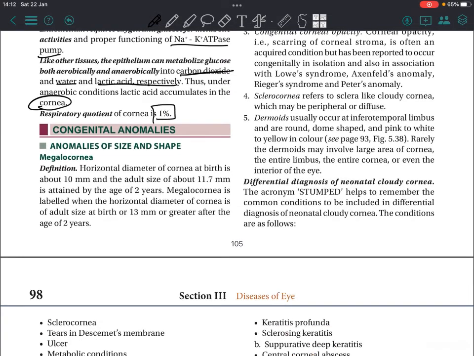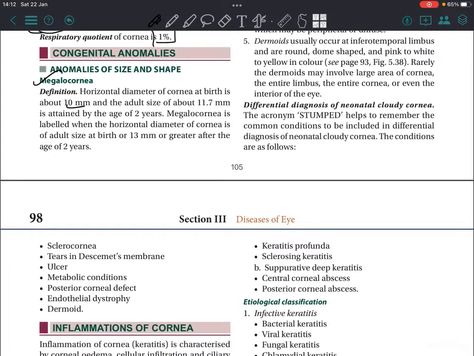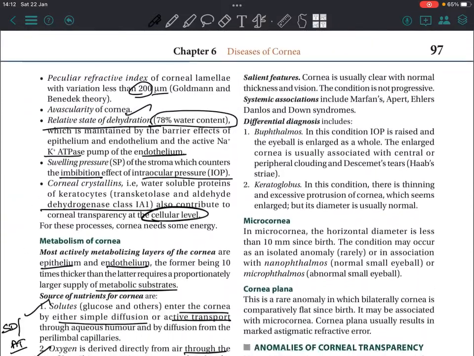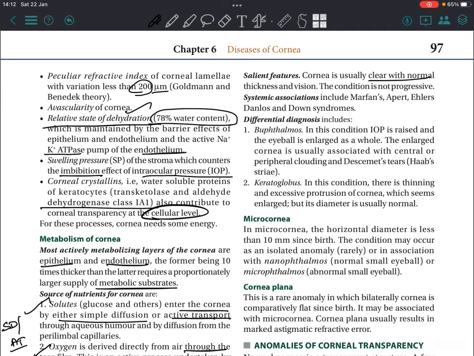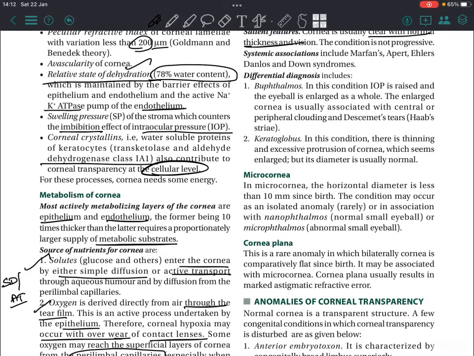Congenital anomalies. Megalocornea. The horizontal diameter of the cornea at birth is about 10 mm, and adult size is about 11.7 mm. But in megalocornea, the horizontal diameter at birth is 13 mm or greater, and after 2 years of age, the adult size is also larger. Salient feature: the cornea is usually clear with normal thickness and vision. Systemic associations: Marfan syndrome, Ehlers-Danlos syndrome, Down syndrome.